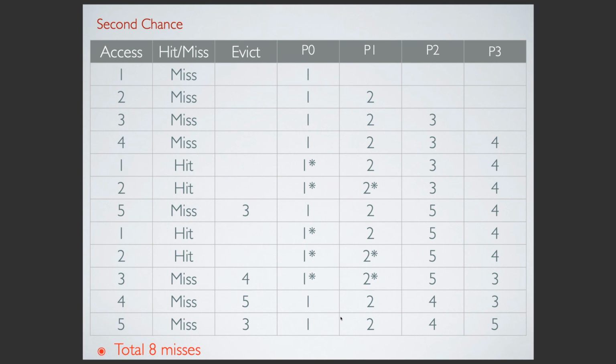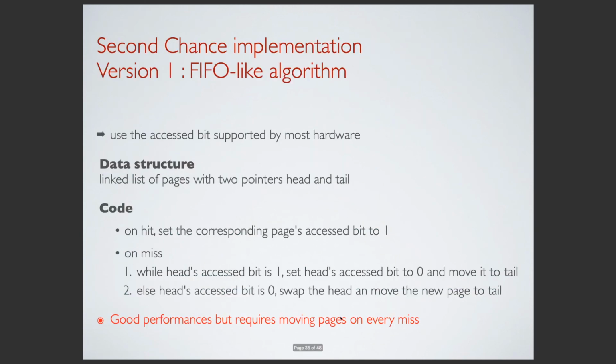Okay, so let's see. Question: when a page is supposed to be evicted, but it has an access bit, do you remove the access bit? Yes, exactly. You turn it off, meaning you put it to 0. Turn it off means put it to 0. Okay. Actually, I have the algorithm here. Let me explain.